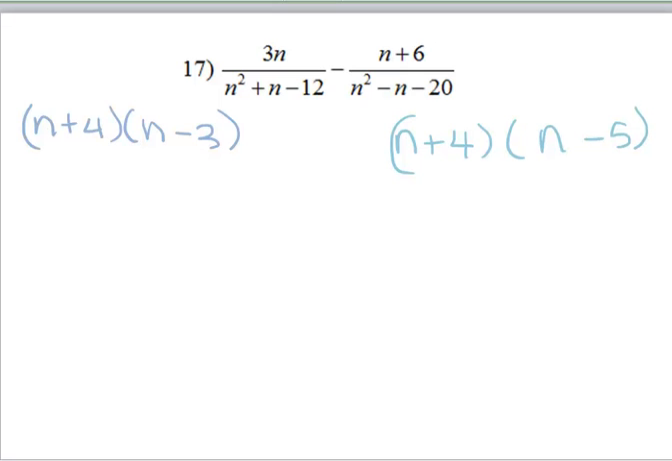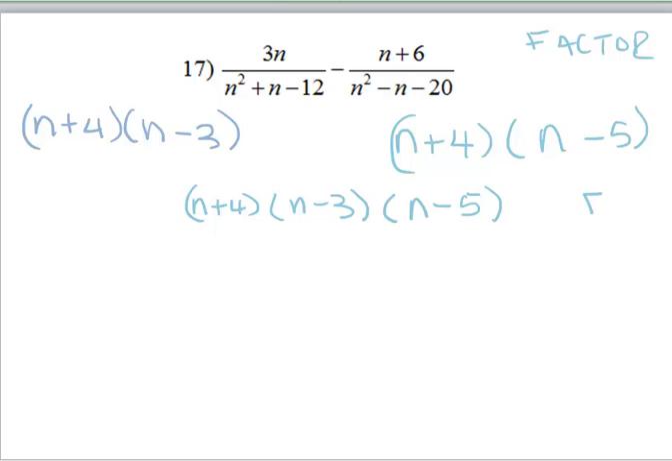So I factored. Now I need to find the least common denominator. So I've got n plus 4, and I have n minus 3. I already have n plus 4, so I don't need that one, but I do need that n minus 5. So that's my new denominator. So I factored, and now I'm going to find what I need.